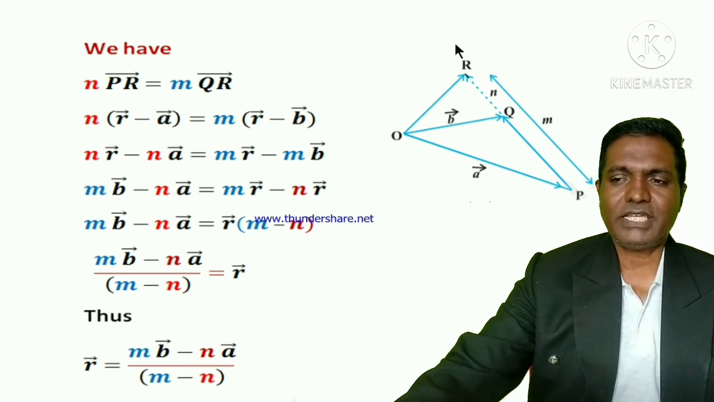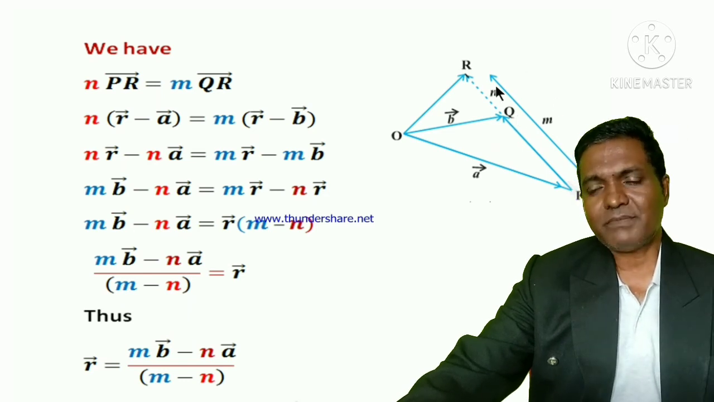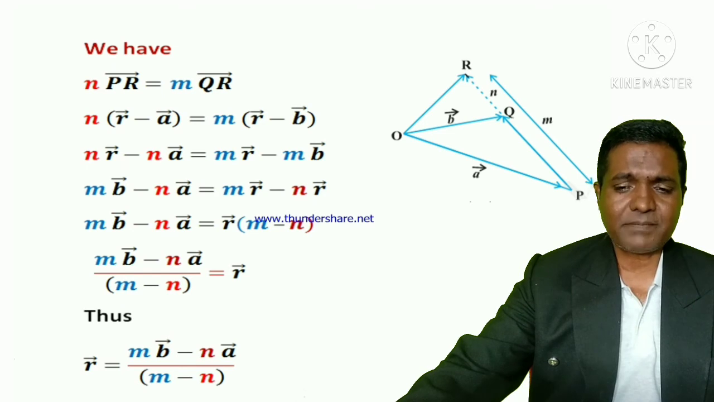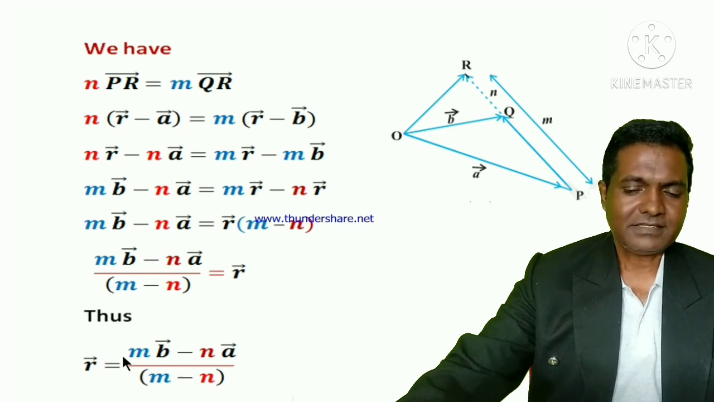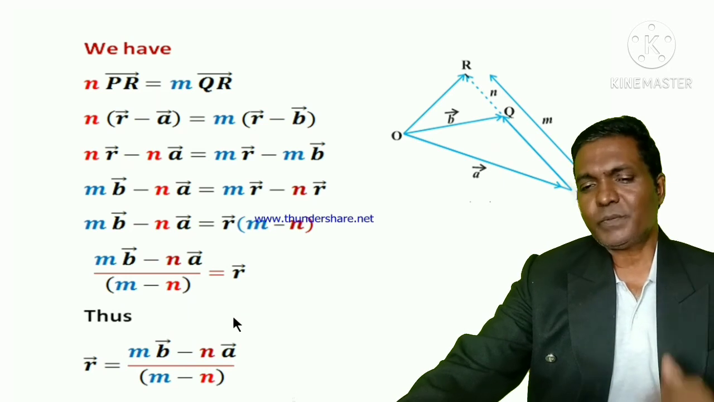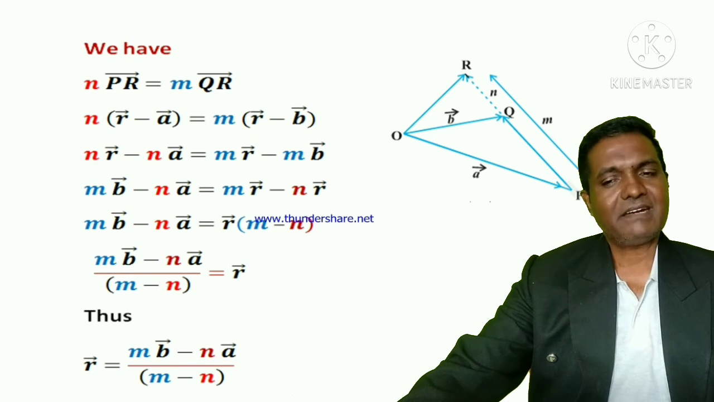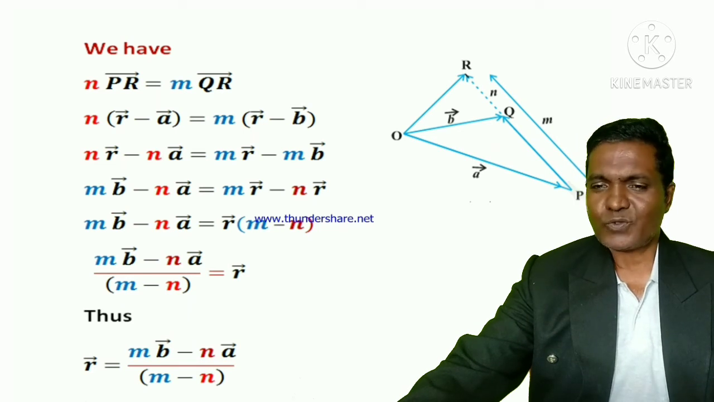So if the point r divides pq externally in the ratio m is to n, this is the position vector of that point. So please take a screenshot of the last two pages for your better understanding and make your own notes.